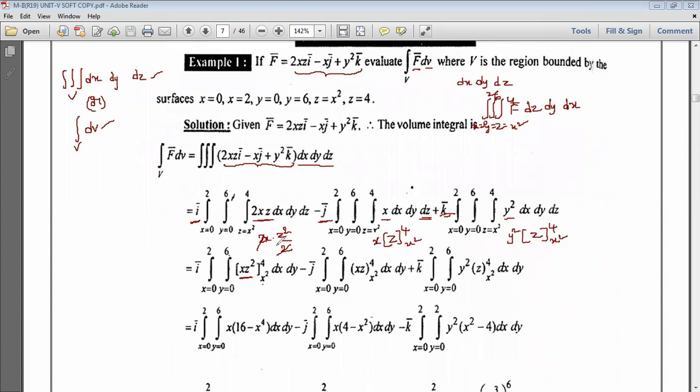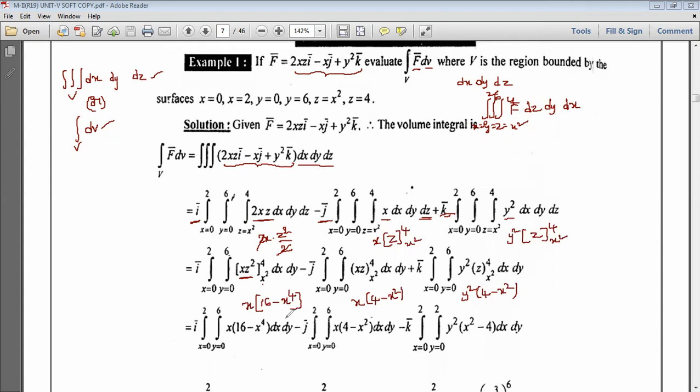Now you can substitute the limits in place of z. First, substituting in x z square: 4 square is 16 minus x square whole square, which is x power 4, so 16 minus x power 4. Here also, in place of z we substitute 4 minus x square. And here also the same, y square into 4 minus x square, where they took minus as common and wrote x square minus 4.